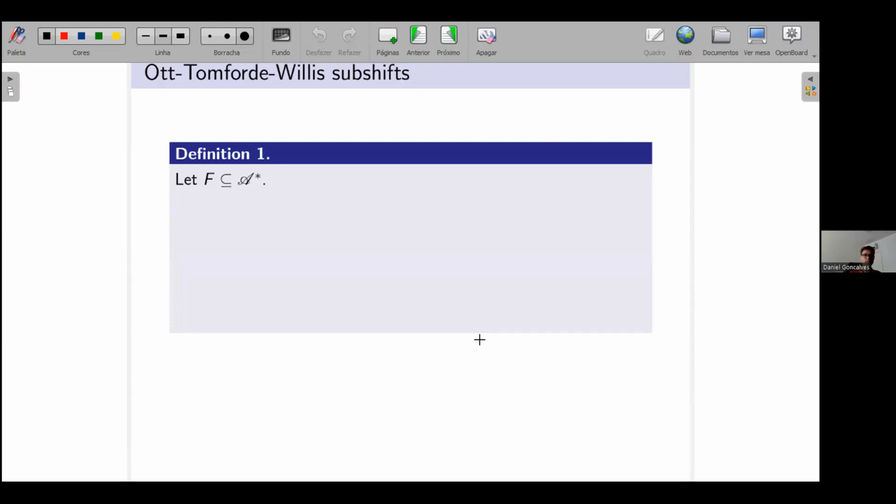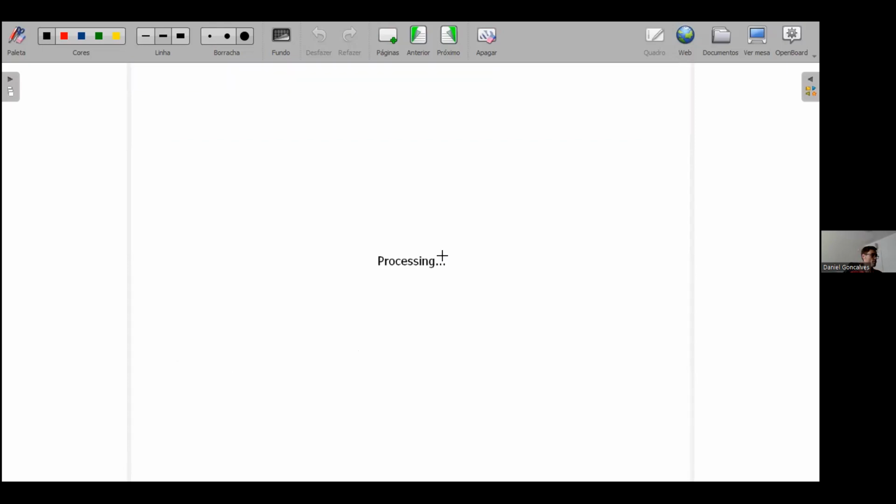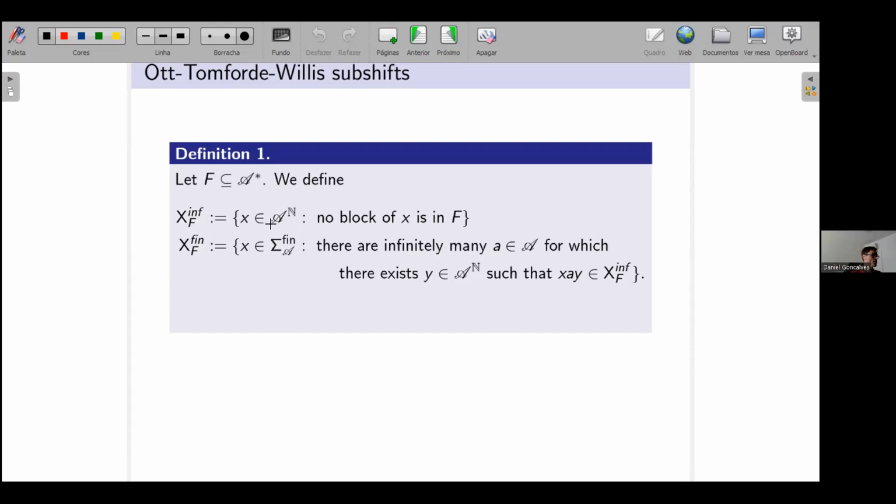So we want to study subshifts of Ott-Tomforde-Willis. As before, I want to start with a set of forbidden words. And now I want to define a subset of the Ott-Tomforde-Willis full shift. First, I look at the infinite sequences, the standard way: the infinite sequences such that no block of x appears in the list of forbidden words.